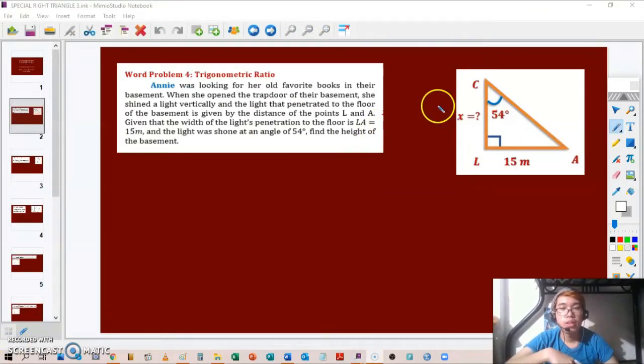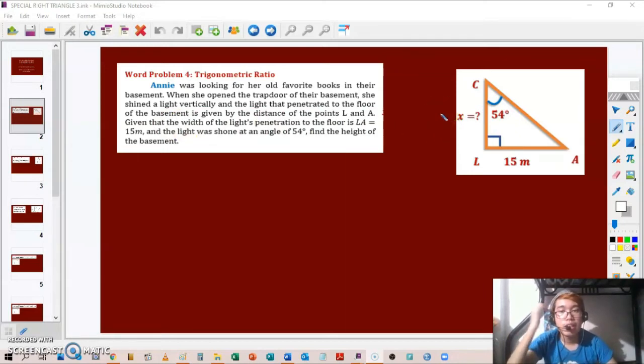Okay, so let's try the fourth problem about trigonometric ratios. Annie was looking for her old favorite books in their basement. When she opened the trapdoor of their basement, she shined a light vertically, and the light that penetrated to the floor of the basement is given by the distance of the points L and A. So there you go.